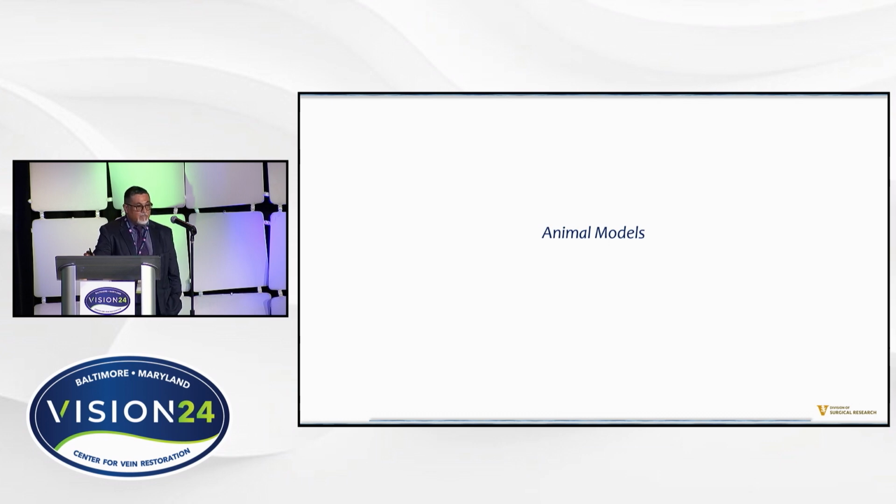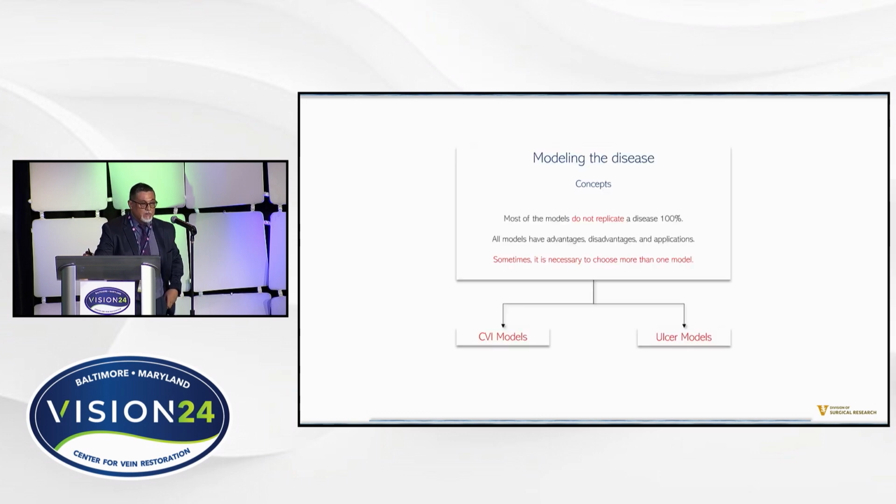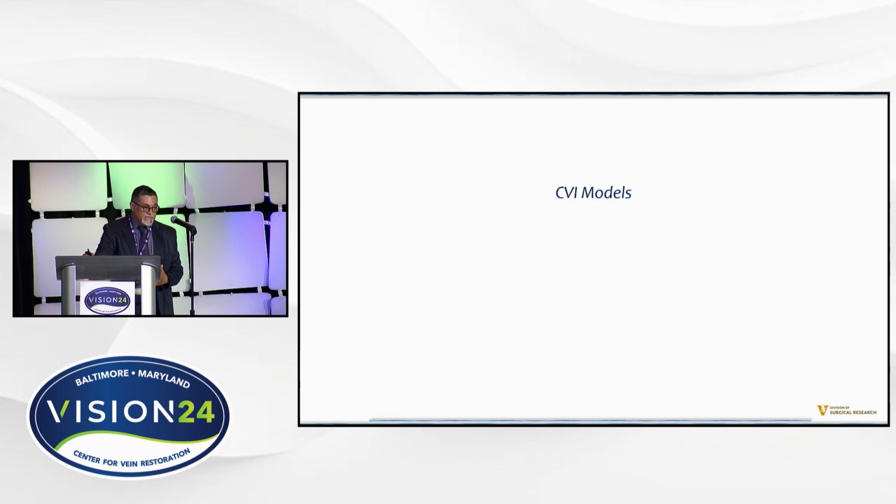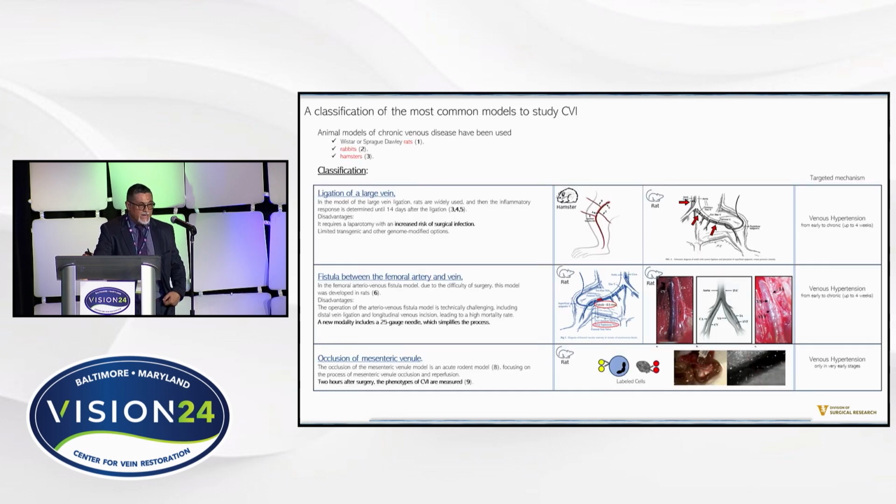So finally, how do we get this, or how do I understand this, using animal models. For animal models, we need to say three things that are important because they apply to all animal models. Most of the models do not replicate 100% of the disease. All models have advantages, disadvantages, and applications, and sometimes it's necessary to choose more than one model. You will see that there are CVI models and ulcer models in animals. So let's talk about the CVI ones.